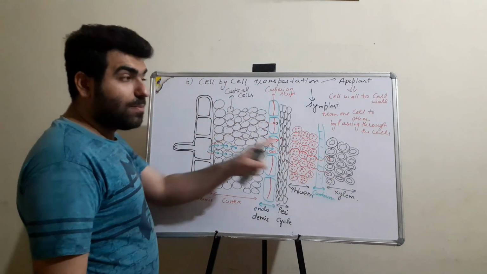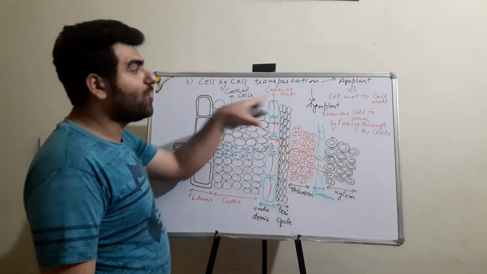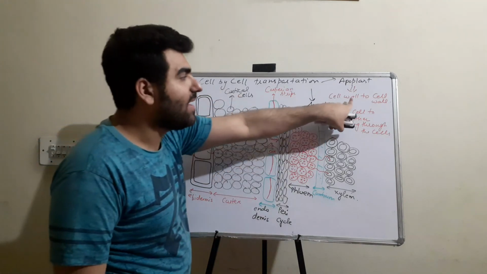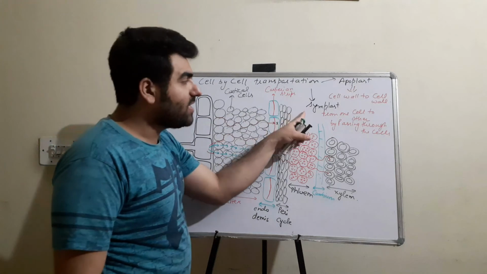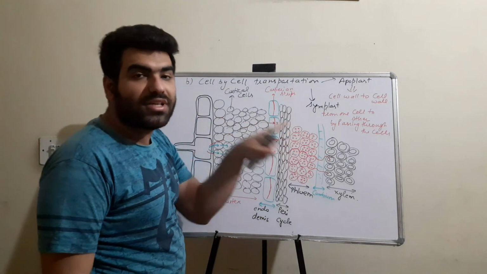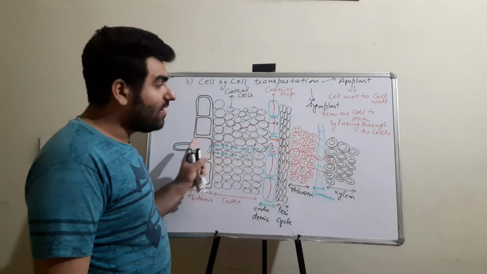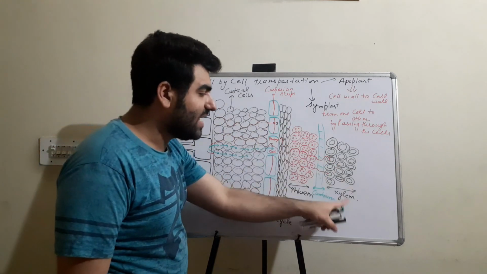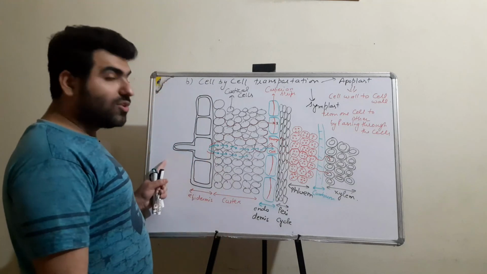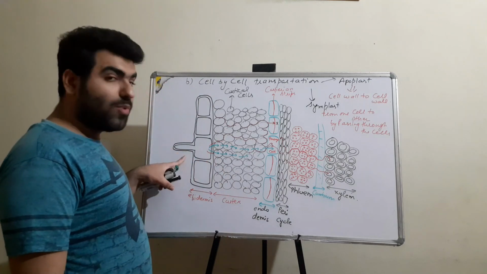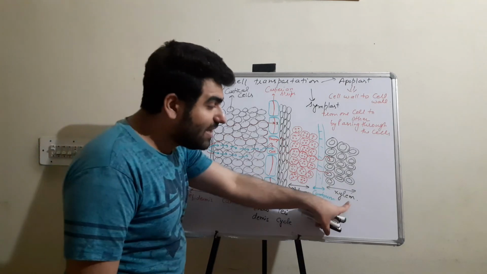So the cell by cell transport is apoplast and symplast. Apoplast is cell wall to cell wall, by imbibition. Symplast is by difference in turgidity, from more turgid to less turgid, through the core of the cell to the other cell. So this will cross all these cells and reach the xylem. This is how the water is transported from the root hair till the xylem.